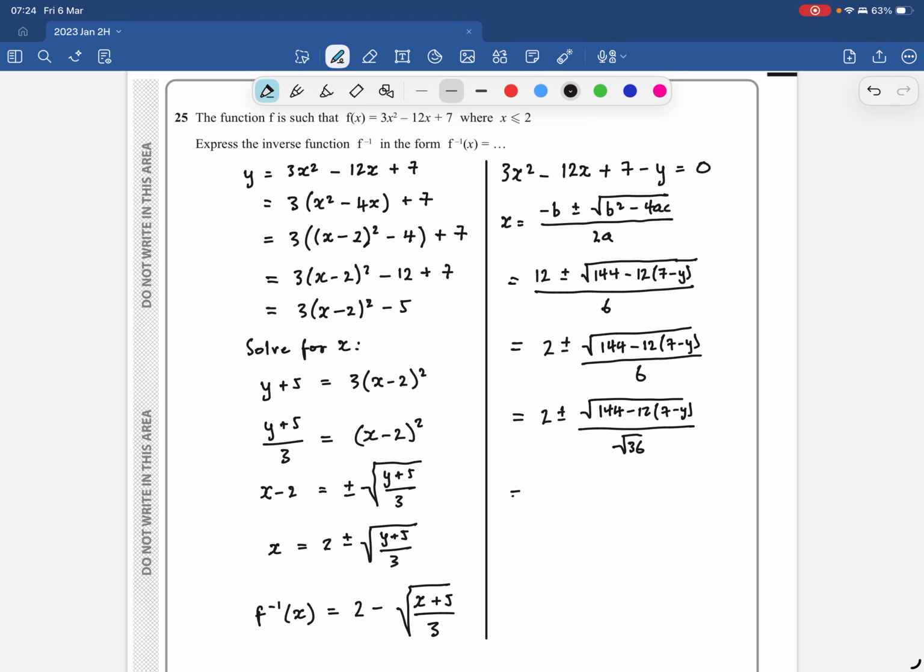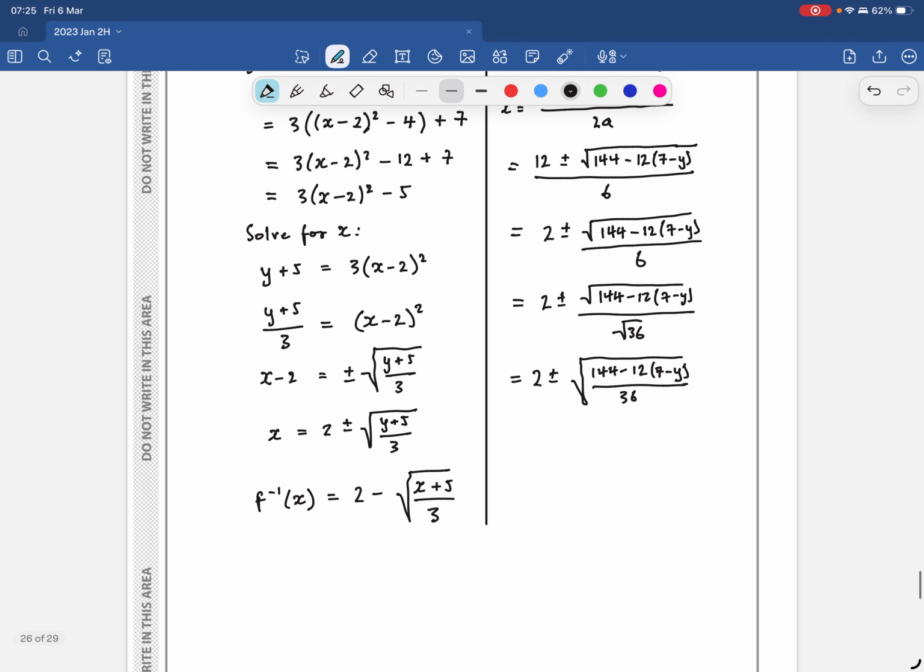And I can write that as 2 plus or minus the square root of 144 minus 12 times 7 minus y over 36. Right, and now I can start unpicking this to isolate y, and then I'll be able to express this as an inverse function.